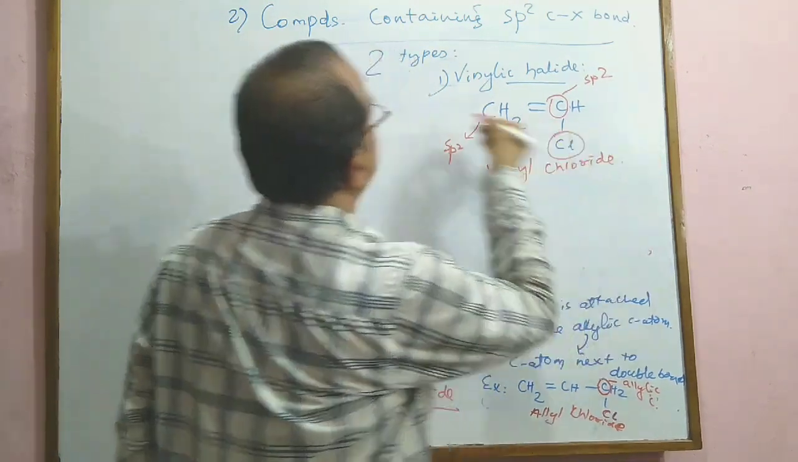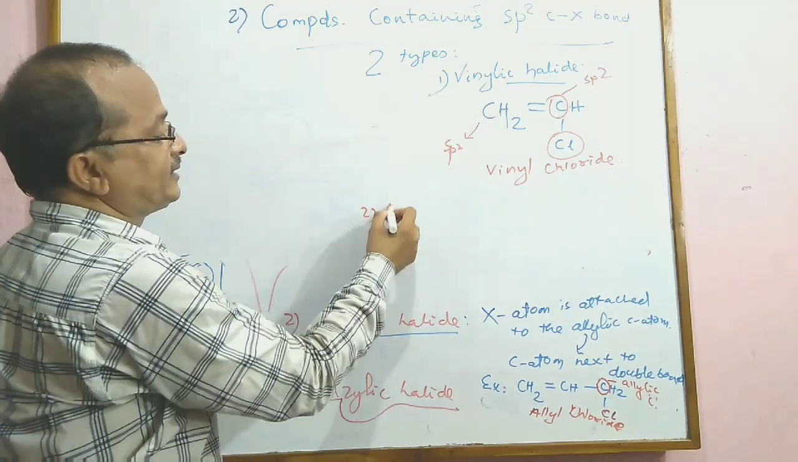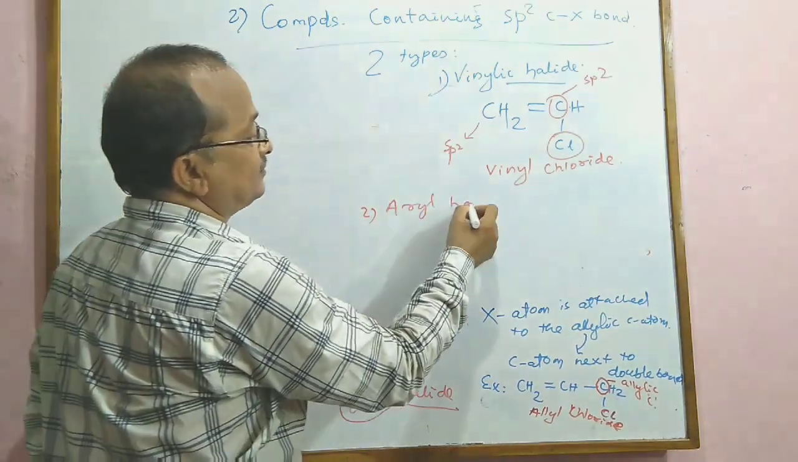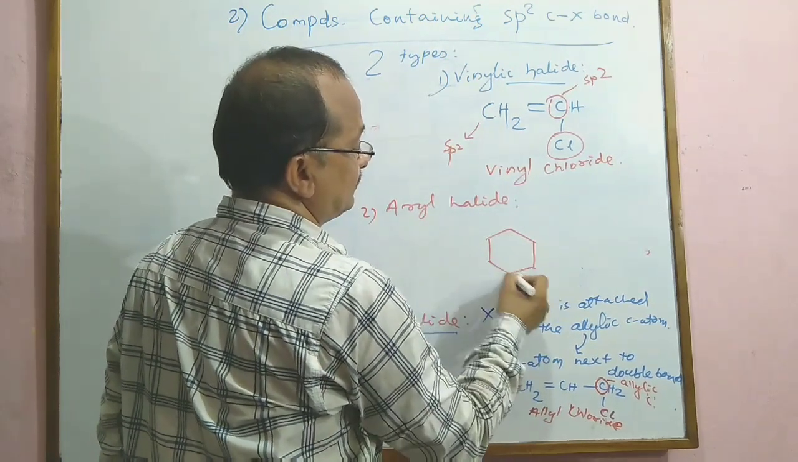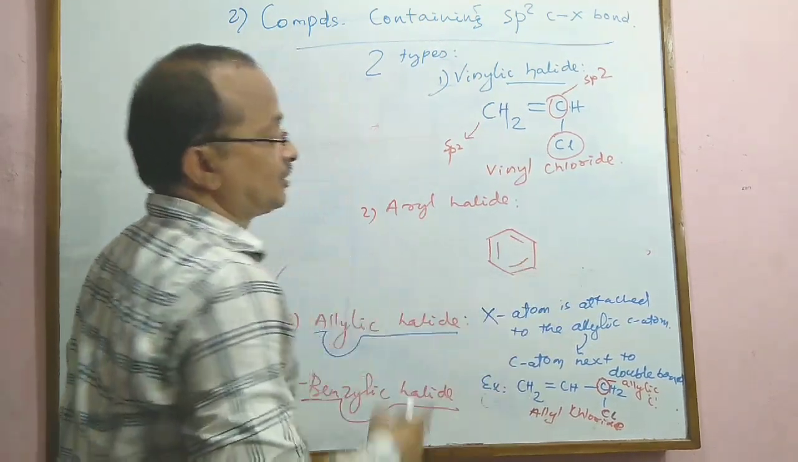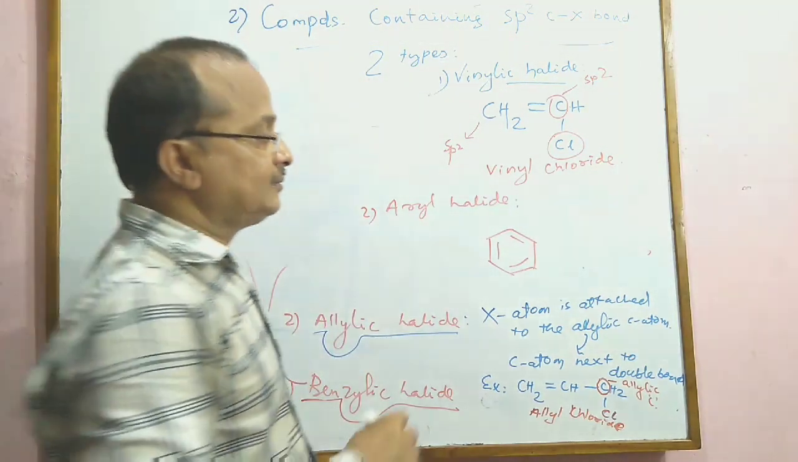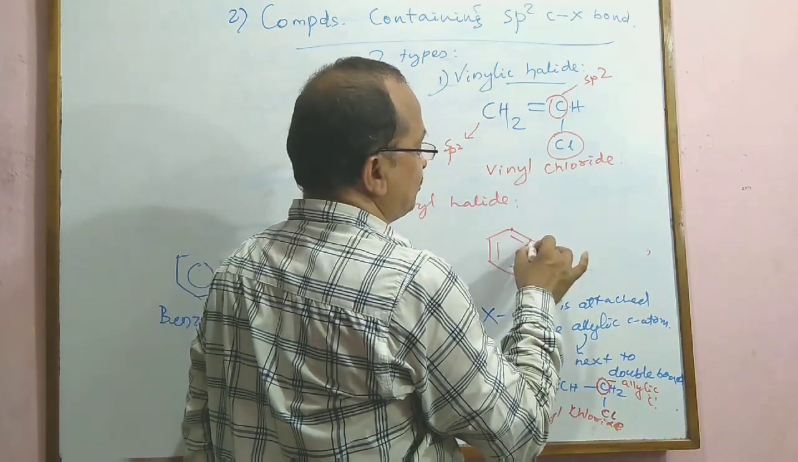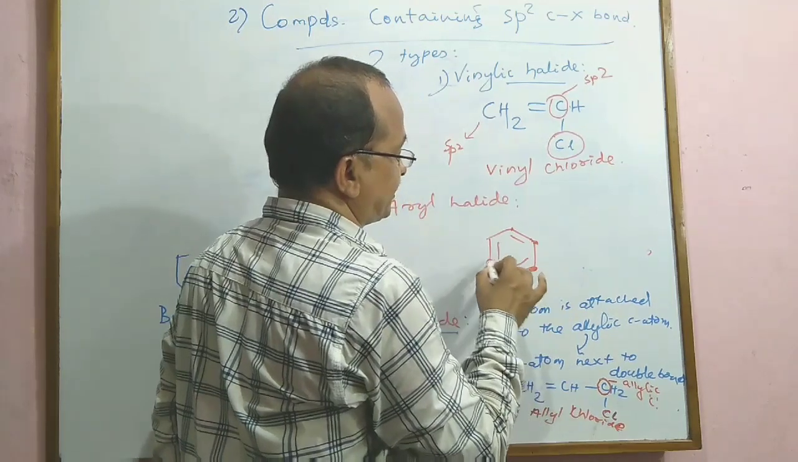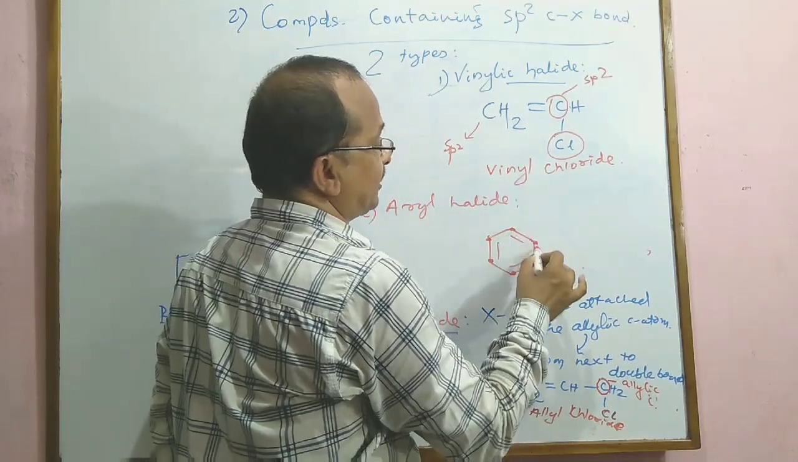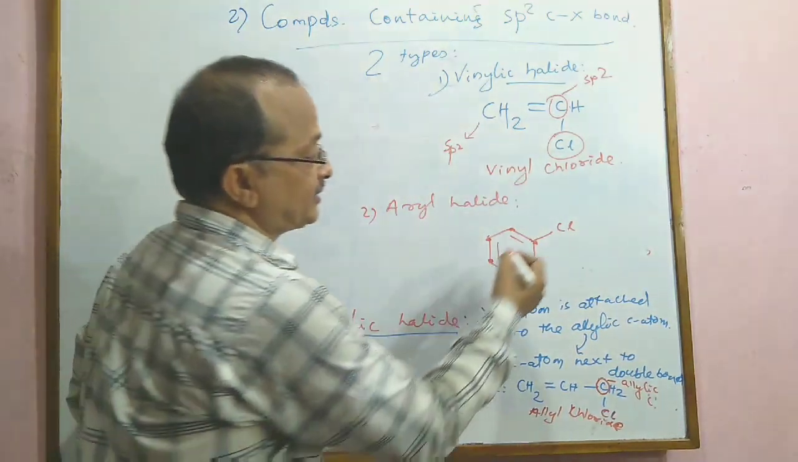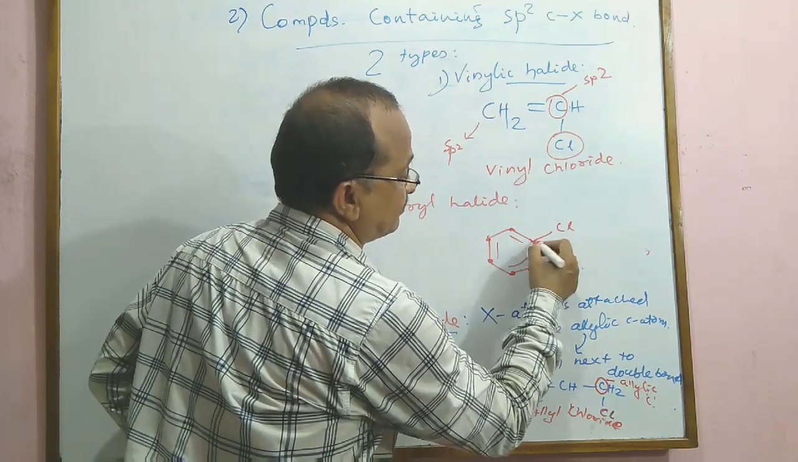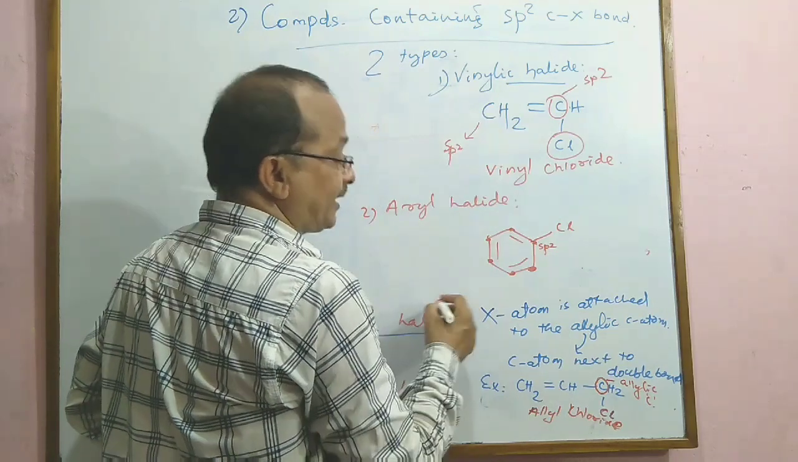Okay, second one is aryl halide. For example, you see this is the benzene ring. Each carbon atom is sp2 hybridized. All the carbon atoms are sp2 hybridized. Here halogen atom or chlorine is attached, and that chlorine is attached to the sp2 carbon atom. So aryl halide name is chlorobenzene.